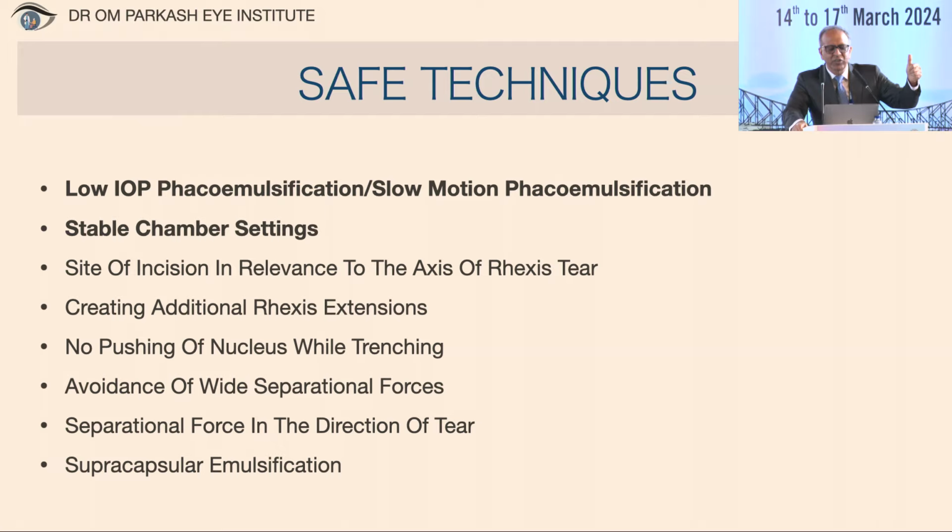Site of incision is very important because at times we are not sure. If by any means you are in the line of the tear, then it's not a good situation. And if you want to create additional rhexis extension, you may as well. No pushing of the nucleus while trenching. Avoid wide separational forces in the direction of the tear, and use supracapsular emulsification.